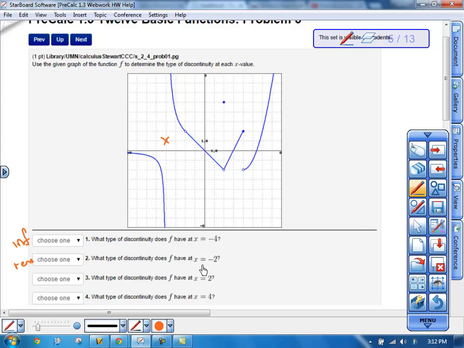discontinuity. Next one, x equals 2, that's removable as well. And then the next one, x equals 4, it jumps from here to here, so it'd be jump discontinuity.